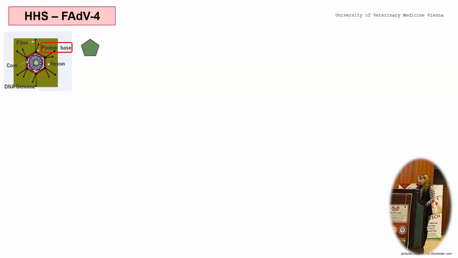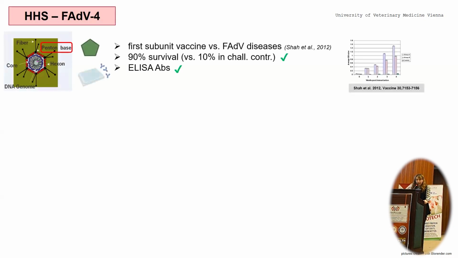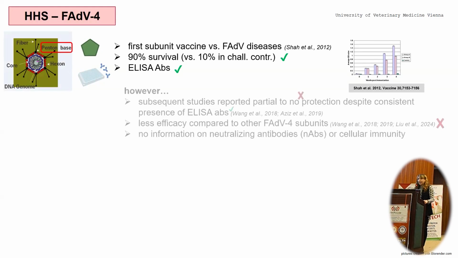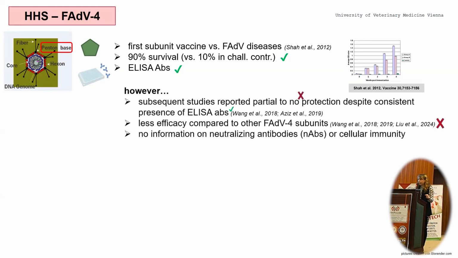So let's start with Hydropericardium syndrome here, and my plan was to start with the penton base, but Professor Raham already talked extensively about this, so I will just briefly touch upon it. So this is the first subunit vaccine that has been described by SAHA in 2012, and it was quite effective. They saw development of ELISA antibodies and 90% survival.